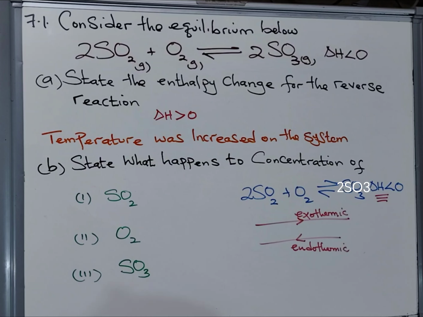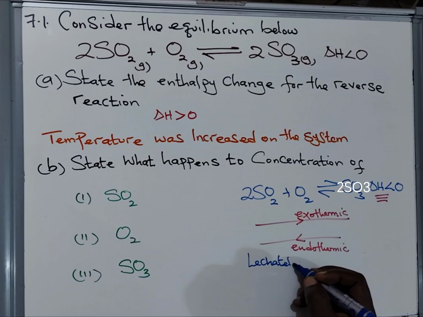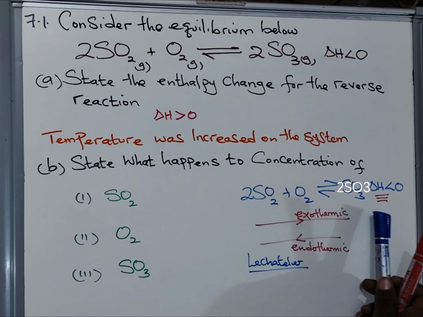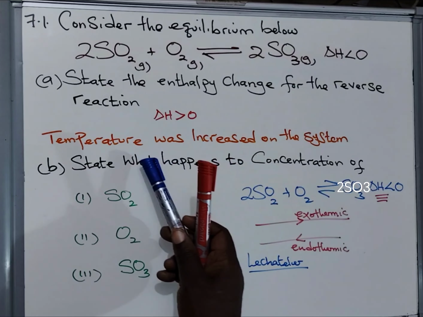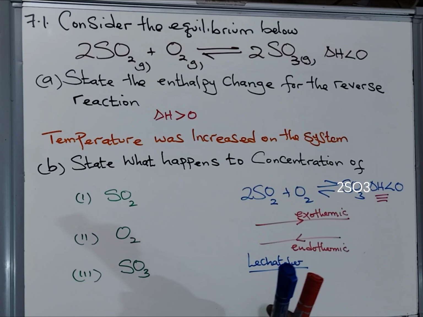Then with that comes Le Chatelier. What does he say? He says that whatever you do to the equilibrium is opposed. If you increase temperature, the equilibrium shifts in the direction which absorbs heat. And if you reduce temperature, the equilibrium shifts in the direction which produces heat. Now, we've just realized that we are increasing temperature. So increasing temperature favors the direction which absorbs heat, and that direction is endothermic.